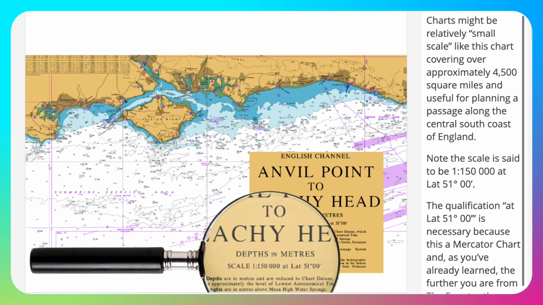Charts might be relatively small scale, like this chart covering approximately 4,500 square miles, and useful for planning a passage along the central south coast of England. Note the scale is said to be 1 to 150,000 at latitude 51 degrees. The qualification at latitude 51 degrees is necessary because this is a Mercator chart, and as you've already learned, the further you are from the equator, the larger the scale of the chart.